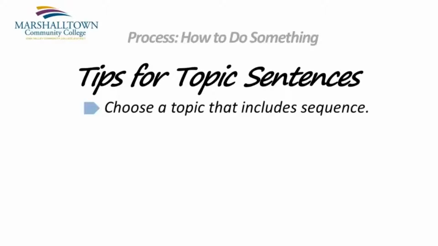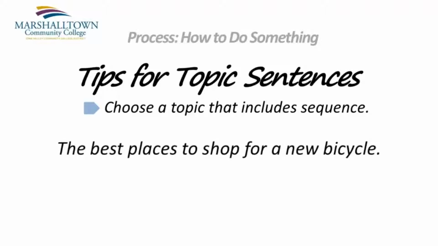Let's take a closer look at what I mean by choosing a topic that includes a sequence. In my sample paragraph for How to Do Something, I explain to readers the steps they should take when shopping for a new bicycle. The first topic sentence I wrote for my paragraph sounded like this: the best places to shop for a new bicycle. Now, this sentence is certainly related to the topic of shopping for bicycles, but it implies that my paragraph is mostly about reviewing local bike shops.